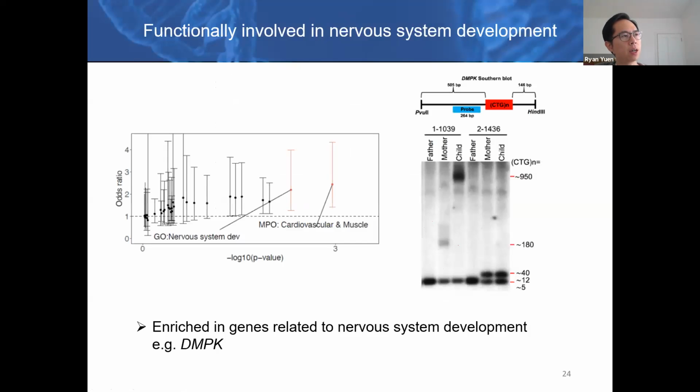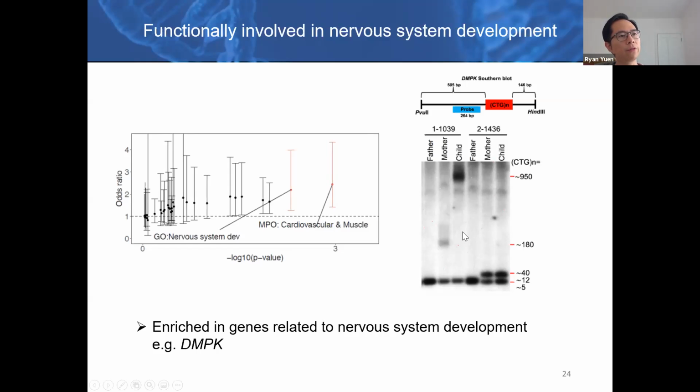In terms of function, we identify new functions that are not typically found using exome sequencing or whole genome sequencing. If you recall what I mentioned earlier, most of the genes that we identified using those methods were impacting the synaptic functions. But in this case, we identified functions that are enriched in nervous system development or cardiovascular and muscle development. One such example is DMPK, one of the genes that I mentioned earlier as well, known to be detected also in some cases in ASD.